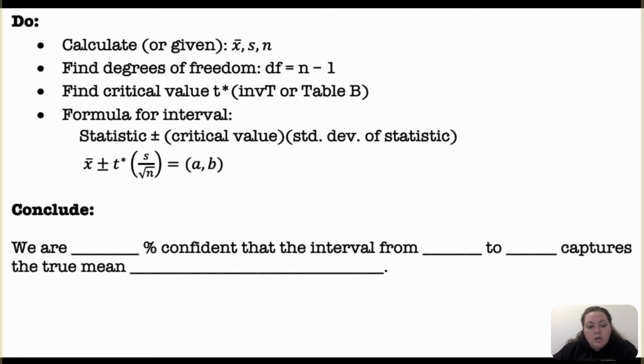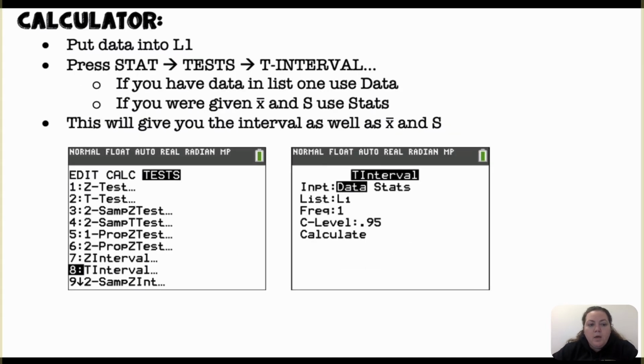So it's x bar plus or minus t star times s over the square root of n gives us our interval. Our conclusion, we would be saying we are blank % confident that the interval from blank to blank captures the true mean, whatever the context is, goes there. All right, in your calculator, you're going to put the data into list 1.